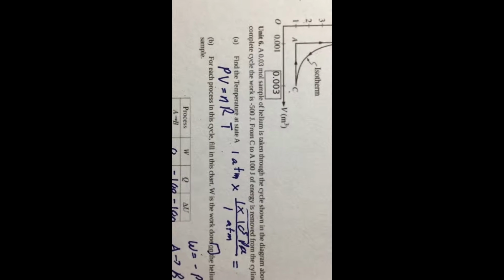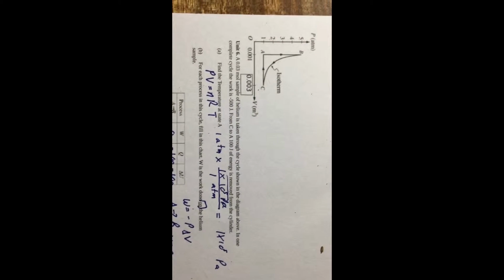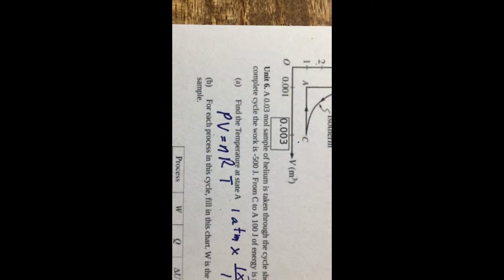So this is the Unit 6 All or Nothing quiz review. A 0.03 mole sample of helium is taken through the cycle shown in the diagram above. In one complete cycle, the work done is negative 500 joules. From C to A, 100 joules of energy is removed from the cylinder. Part A says, find the temperature at state A.